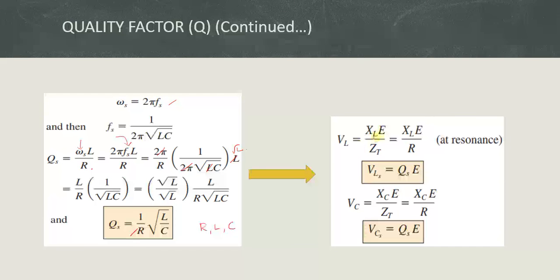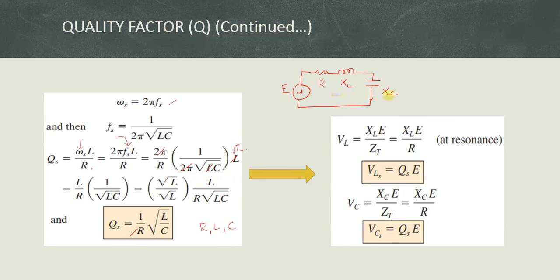Here the voltage across the inductance is shown like that: XL into E divided by ZT. So this is my series RLC resonance circuit. This is the R and this is L and this is the capacitance C. So this is impedance XL and this is impedance XC and this is R. It is a series resonance circuit.